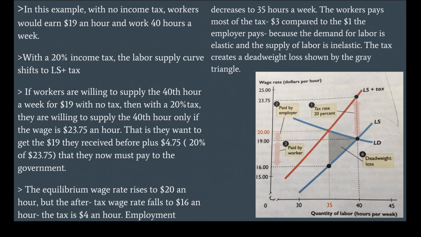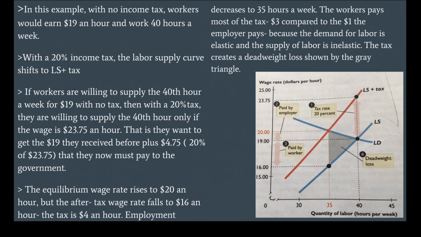That is, they want to get the $19 they received before plus $4.75, 20% of $23.75, that they now must pay to the government. The equilibrium wage rises to $20 an hour, but the after-tax wage rate falls to $16 an hour, the tax being $4 an hour. Employment decreases to 35 hours a week. The workers pay most of the tax, that is $3, compared to the $1 the employer pays.